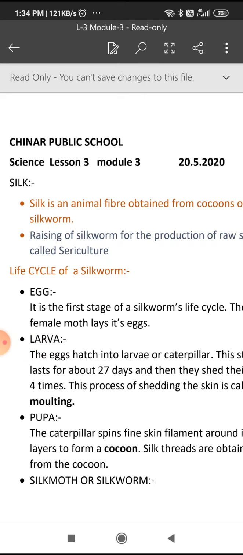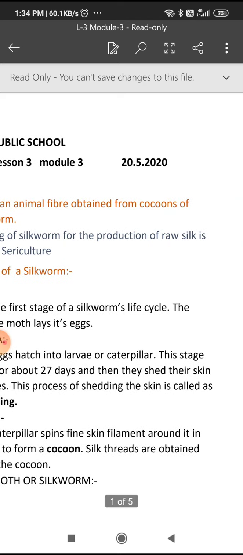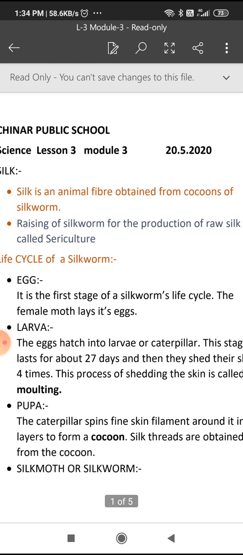In the previous module we discussed the processing of wool. In this one we will be talking about silk. Silk is an animal fiber obtained from the cocoons of silkworms. The raising and rearing of silkworms to get raw silk is called sericulture. And we get the silk from the silkworm.